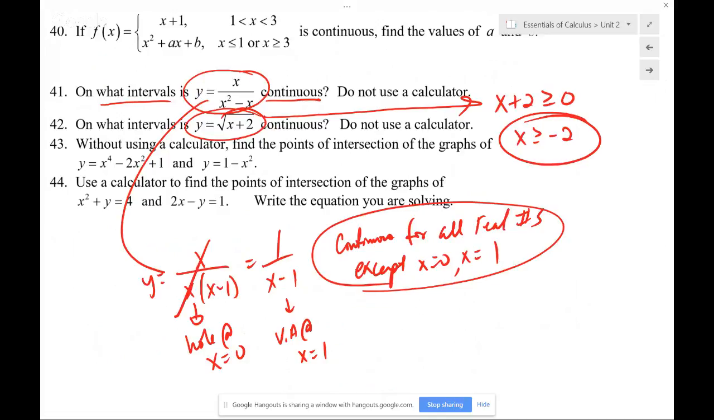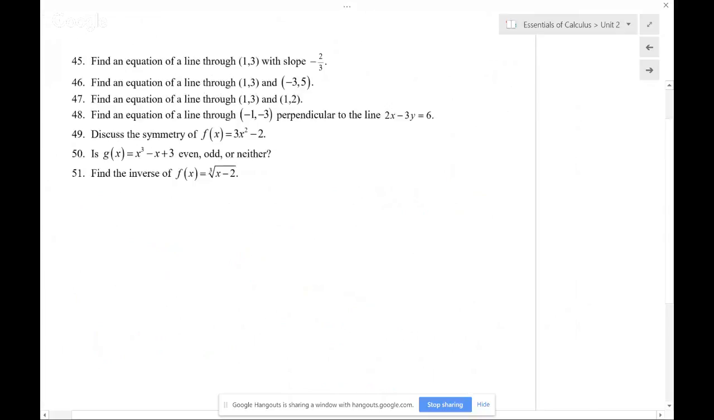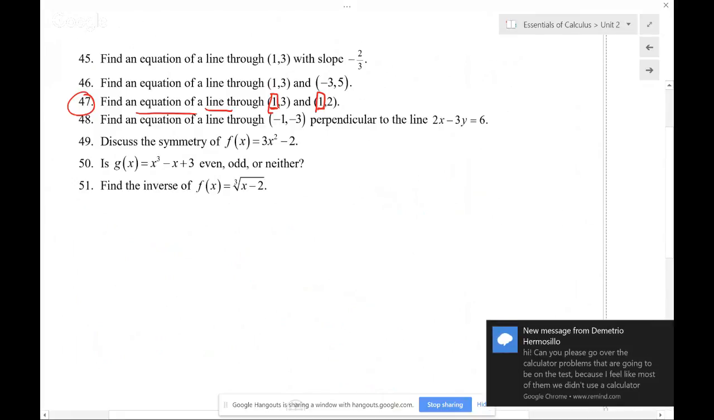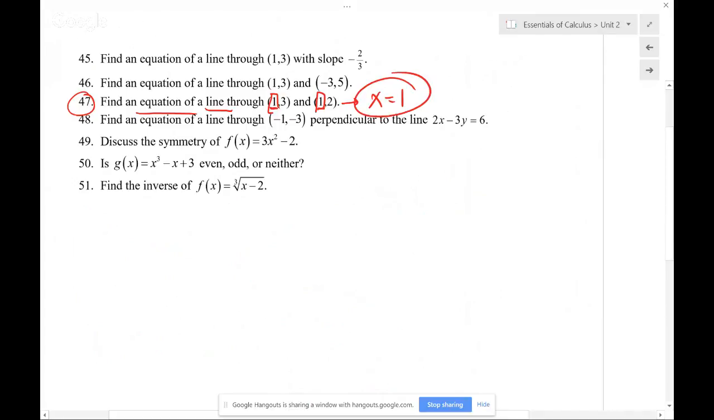Let's look at 47 and 57. Okay, so 47, this is just finding the equation of a line. So there's no calculus involved in this one. This is just a review problem, except that you should notice that the x's are the same number. When the x's are the same number, that means this is a vertical line. So it's just simply going to be x equals 1. That's it. That's all you need to do.